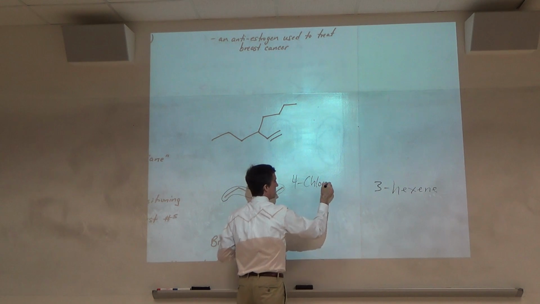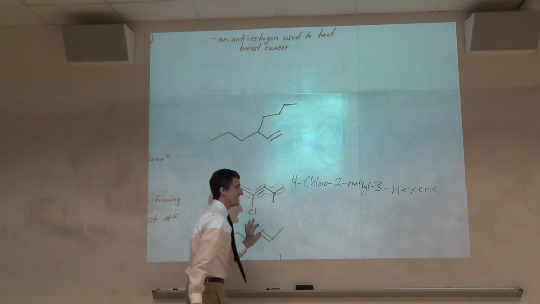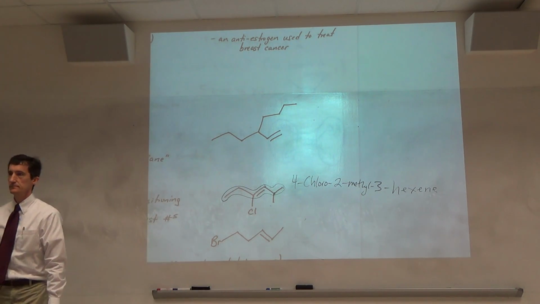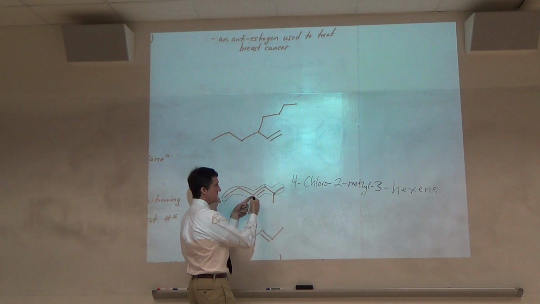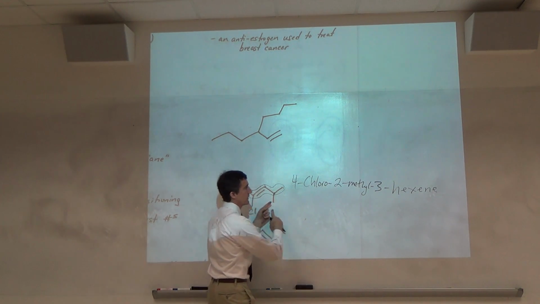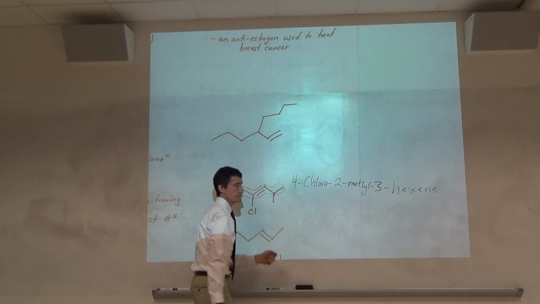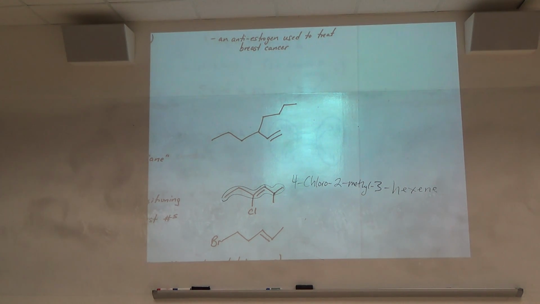So what is at the 2 and 4? 4-chloro, 2-methyl, 3-hexene. If I'd come the other way, it would have been a 3, 5 instead of a 2, 4. Double bond gets priority, double bond gets the lowest number. If you got a tie, then you give everything else lower numbers.